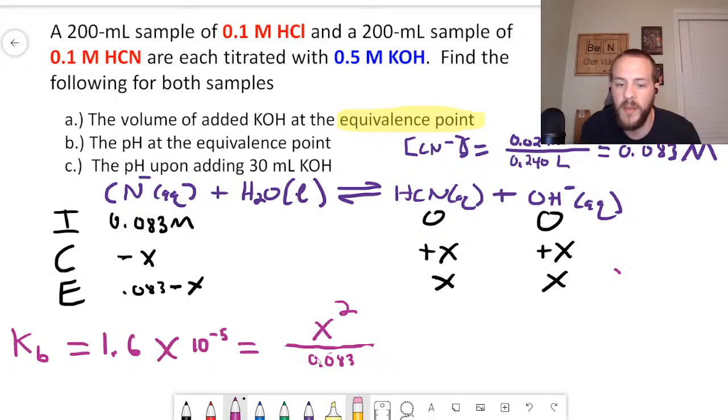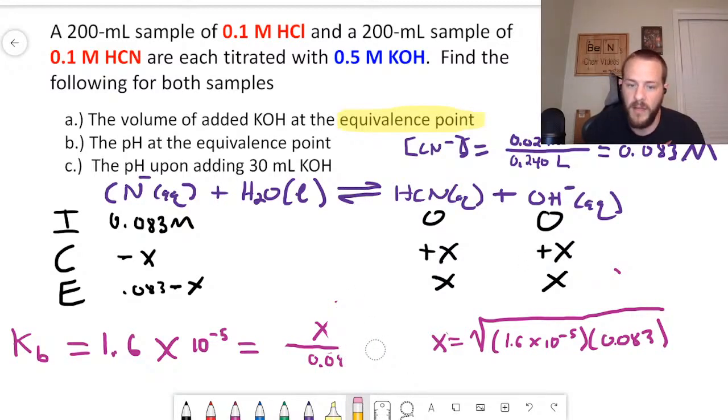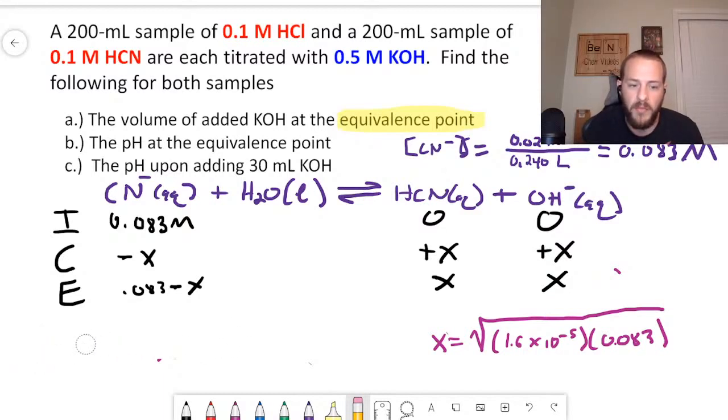So 1.6 times 10 to the minus 5 equals x squared over 0.083. And so we get x squared is equal to the product of 1.6 times 10 to the minus 5 and 0.083. So to get from here to there, all I've done is multiply both sides of the equation by 0.083. And then to get x, I'm just going to do it the short way. I'm going to take the square root of this entire expression, right? So x, which is equal to the concentration of OH minus hydroxide, is equal to the square root of the product of 1.6 times 10 to the minus 5 and 0.083. That was quite a mouthful.